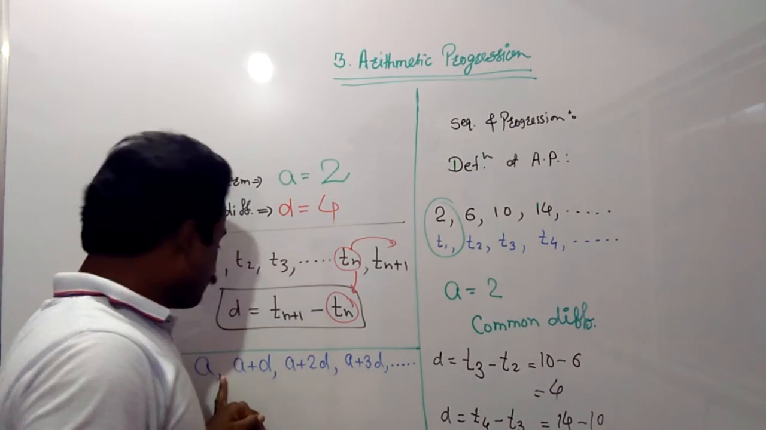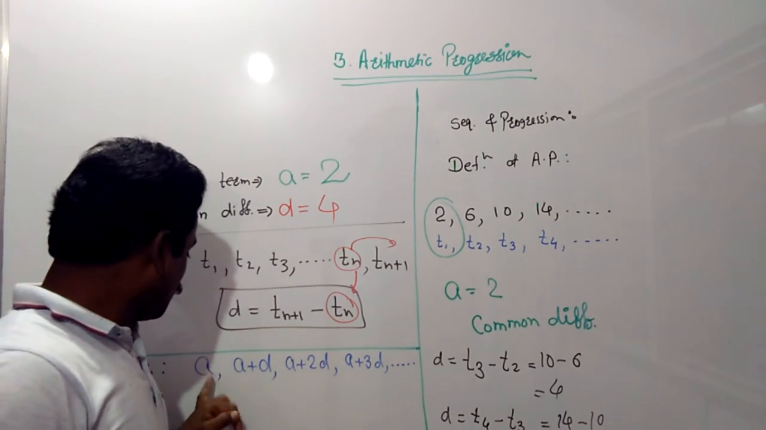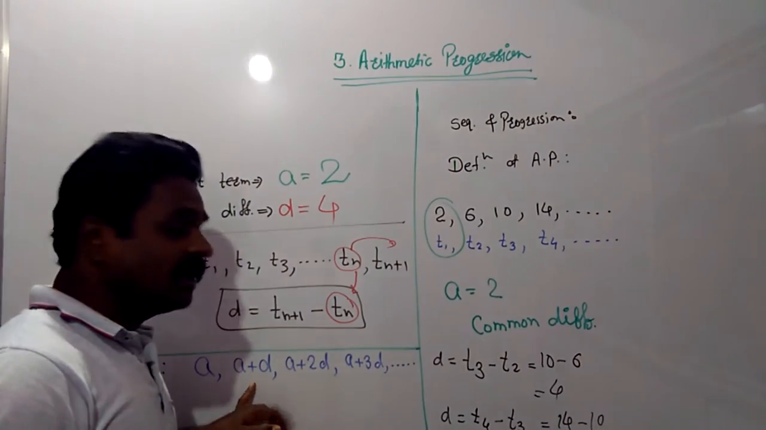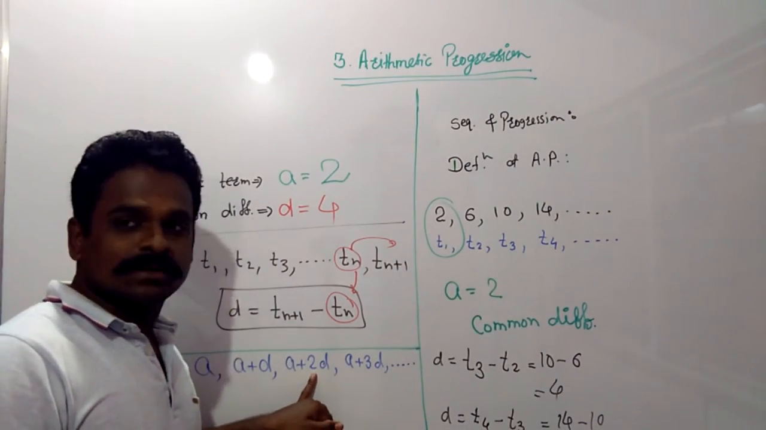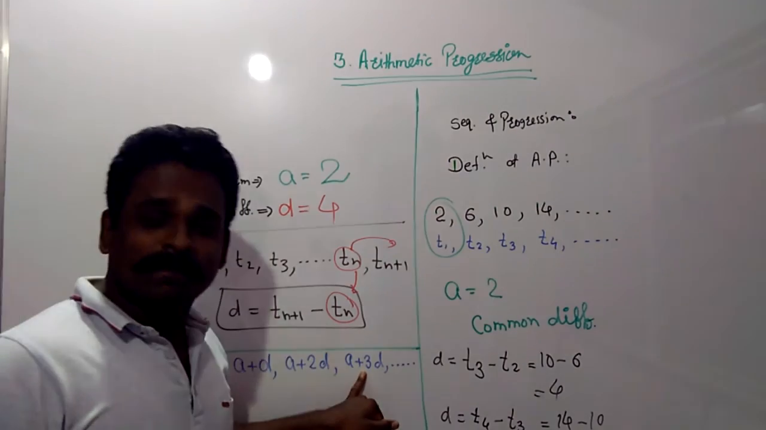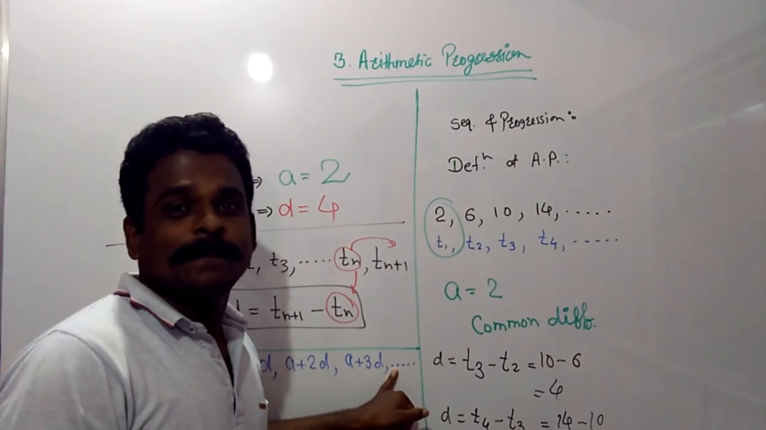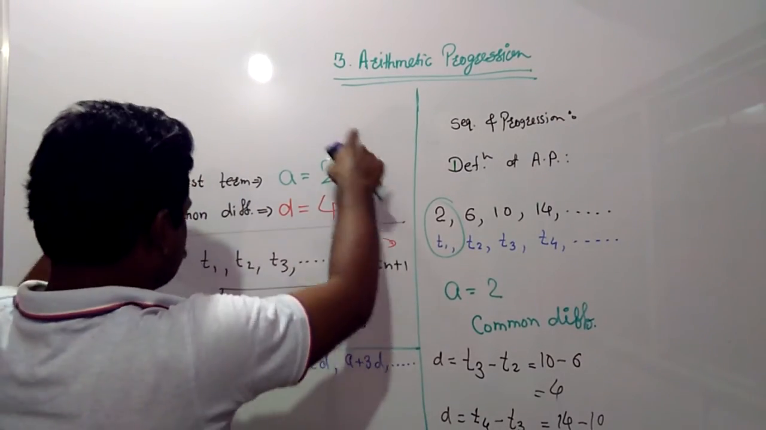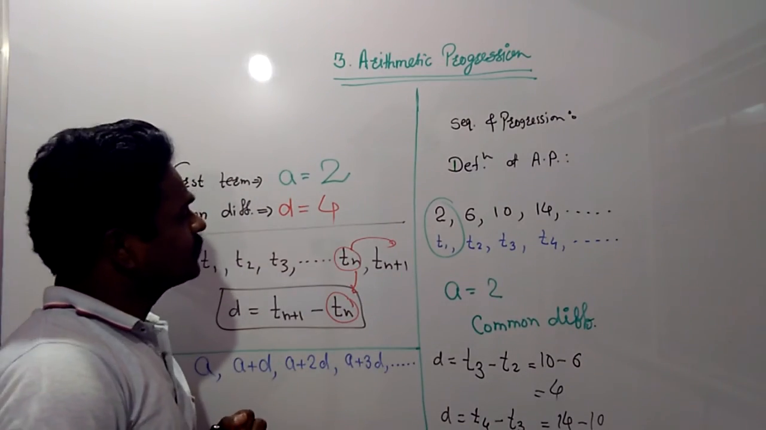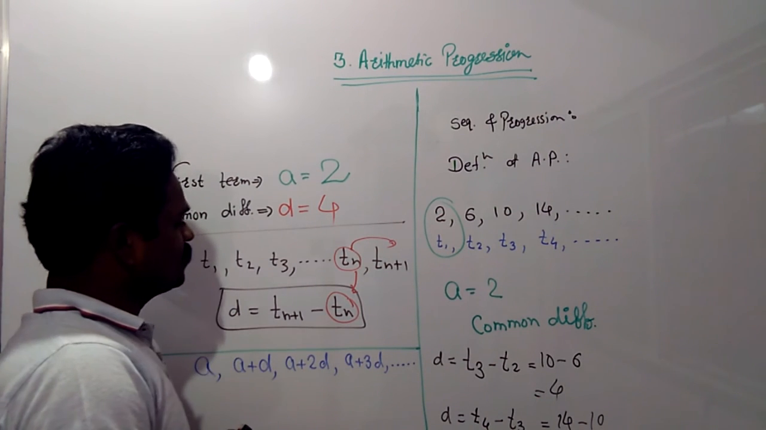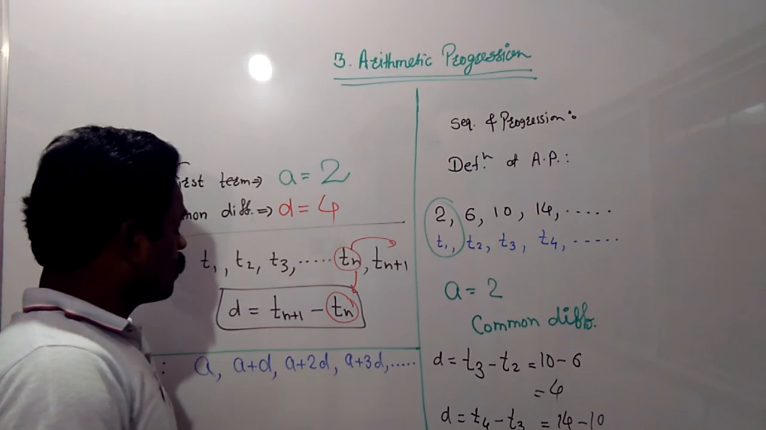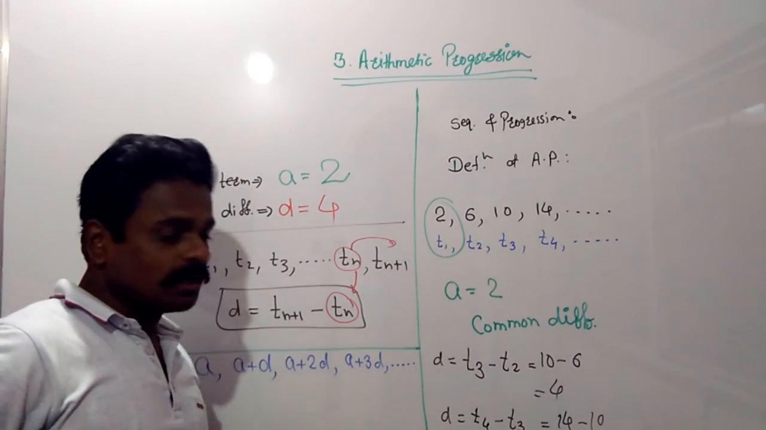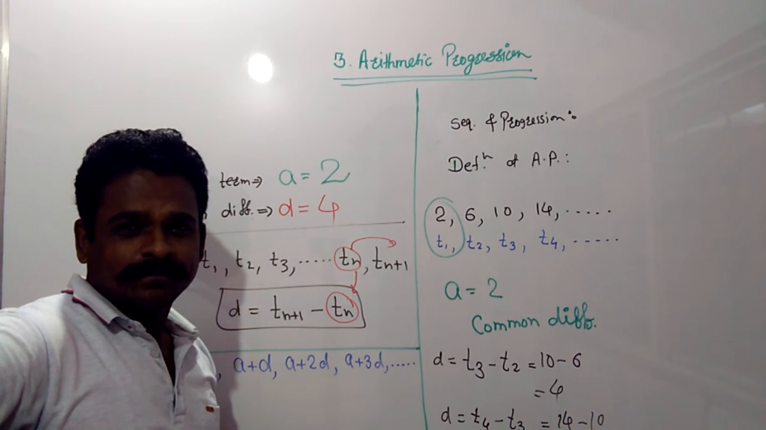So the required arithmetic progression is like this: a, then we add just a common difference to it, d, that means a plus d, again one more d, a plus 2d, again one more d, a plus 3d, again one more d, a plus 4d, and so on. So these are a few formulas to find the common difference and the required arithmetic progression.